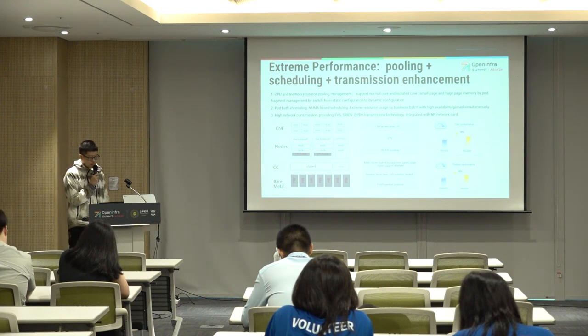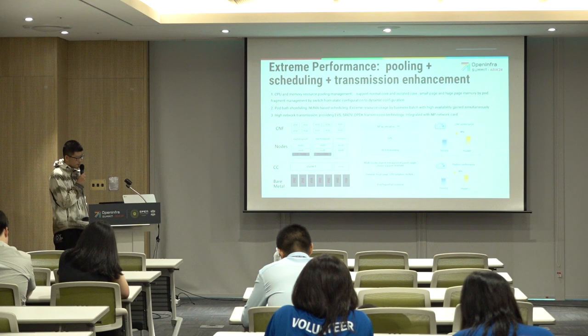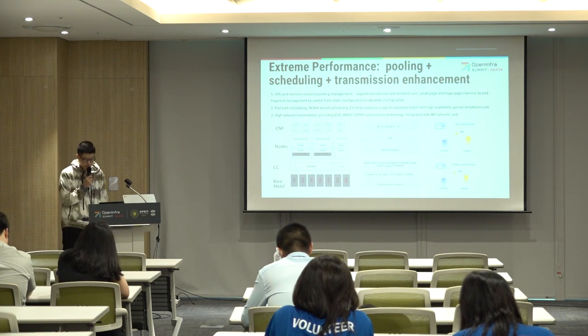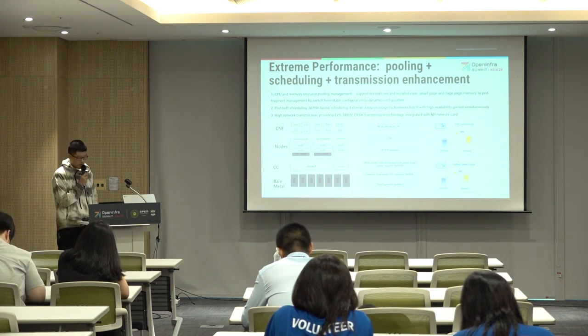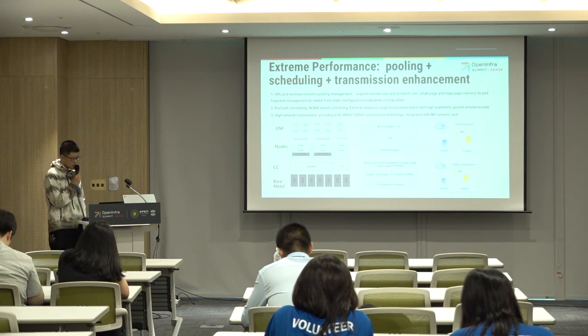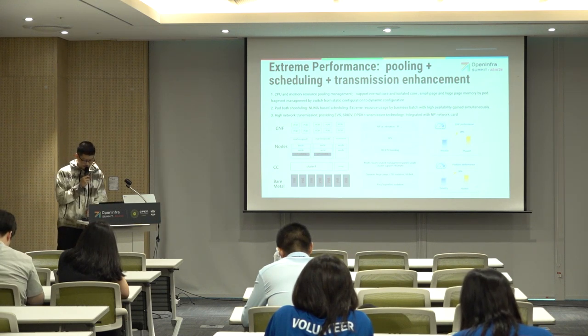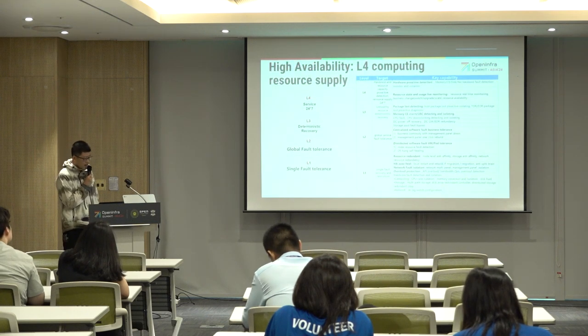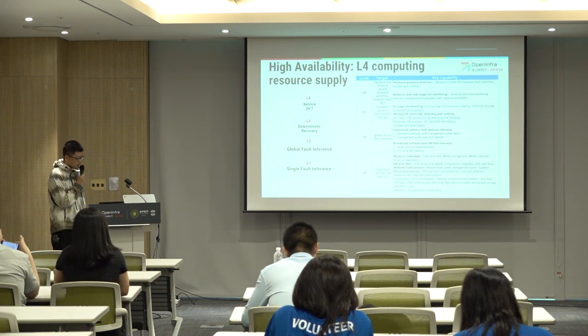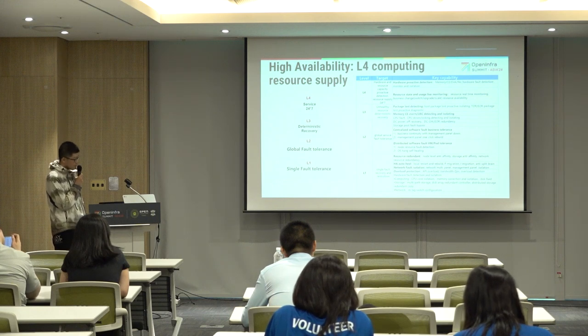For high network transmission, we have technologies like EVS, SR-IOV, and DPDK to integrate with our NP card, and for the platform we can achieve a 15% performance enhancement from the application level. And this is the high availability: we define four levels of high availability for computing resources on the platform.